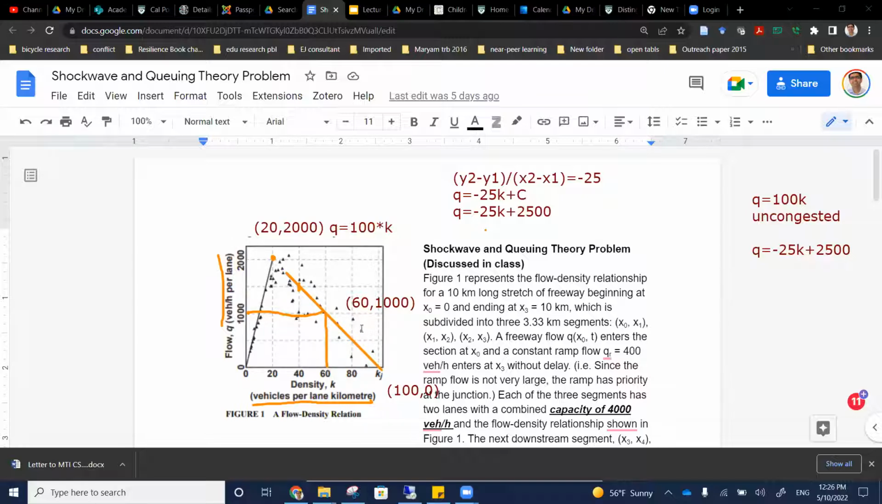Okay, so that's kind of like writing the equation of this orange line. This is the equation of this orange line. This first one, Q equal to 100K, is the equation of this black line. It's just trying to clarify where we got the 2500 from. And this situation is for the congested regime. And remember, these relationships are per lane.